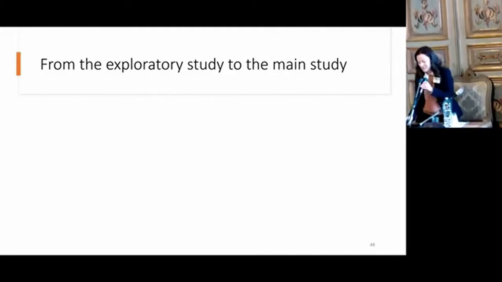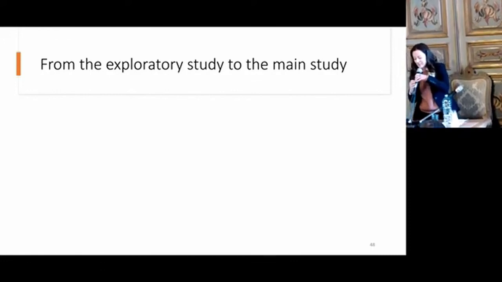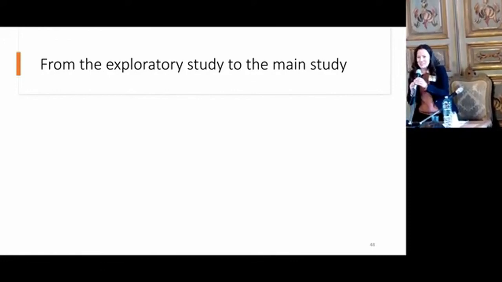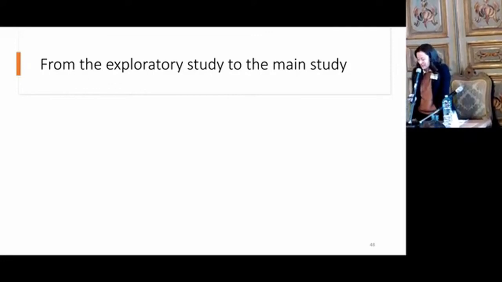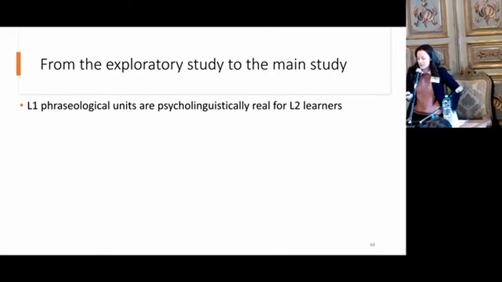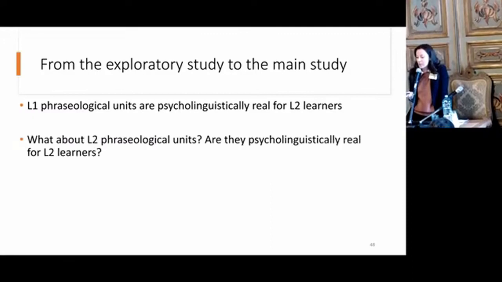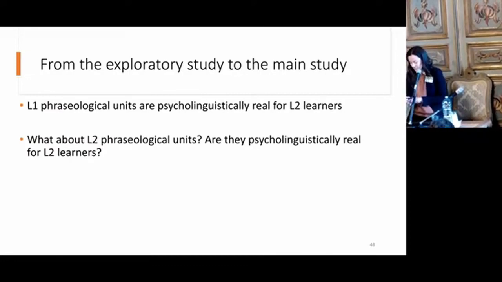Yes, so after our exploratory study, we had to conduct our main study. So basically we used the wonderful corpus that we created to conduct a psycholinguistic, eye-tracking study using stimuli created from the corpus. With the exploratory study, we were able to see that L1 phraseological units are psycholinguistically real for L2 learners. But what about L2 phraseological units, and what about their psycholinguistic reality for L2 learners? So we narrowed in on L2 learners, both from the perspective of product and the perspective of processing.